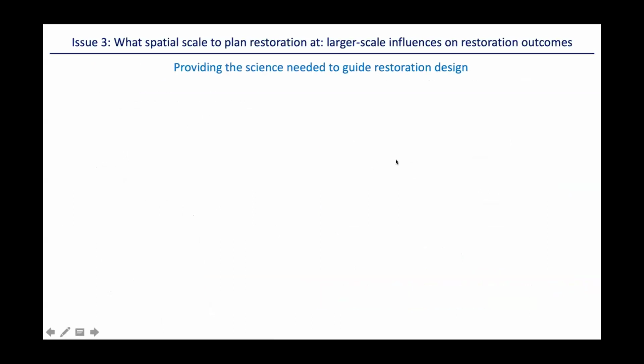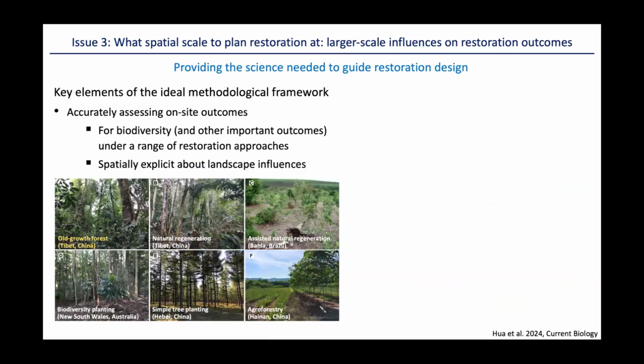So this brings us to the topic of how we can provide the science needed to guide such effective restoration design. And here, in a review piece that we just published actually yesterday, we did a conceptual framework analysis, or assessment, of what kind of framework we should be thinking about when we talk about achieving the best outcomes of forest restoration in terms of biodiversity conservation as well as ecosystem services. So in terms of on-site outcomes, we propose that we need to have a better idea of how a range of forest restoration approaches can lead to biodiversity outcomes or other important ecosystem service outcomes. And importantly, such an assessment should be spatially explicit about potential landscape influences coming from the larger landscape.